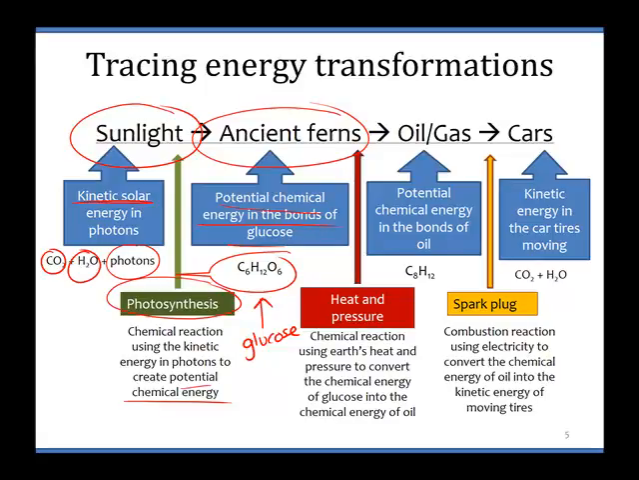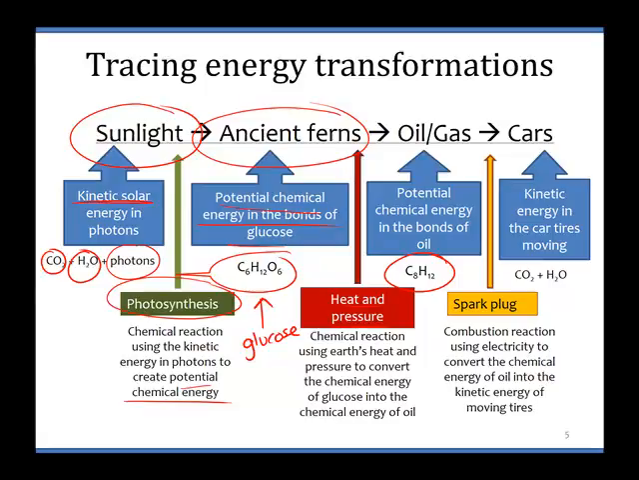Now put the remnants of those ancient ferns under lots of heat and pressure, and we would convert that glucose into this molecule right here, C6H12. That is actually octane, so that's oil and gasoline. Now there are a couple steps between glucose and oil and gasoline, but that's the idea. So we are converting chemical potential energy of one type into chemical potential energy, just a slightly different variant of it.